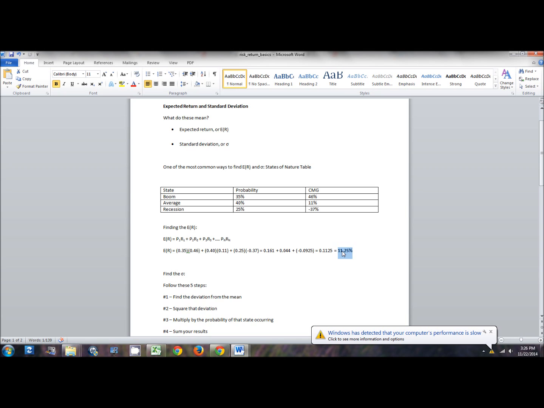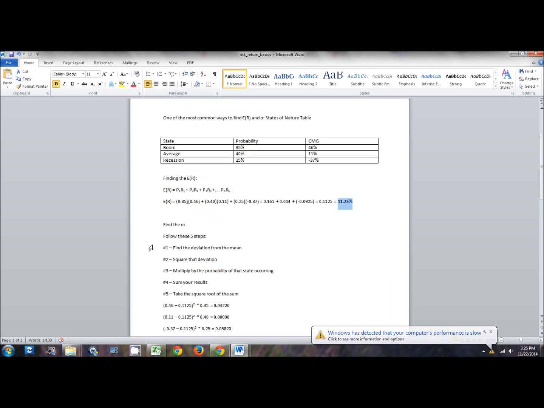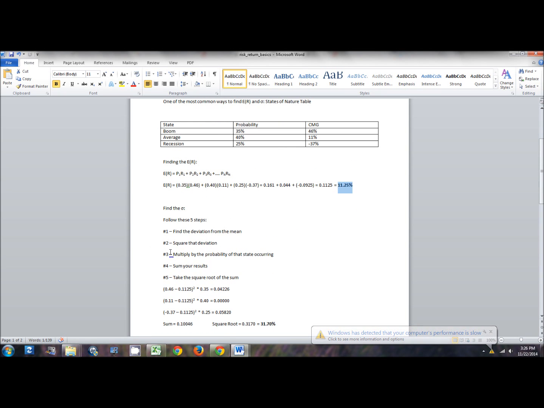Now, let's scroll down a little bit. How do you find the standard deviation? This is a little bit more involved. And this is going to differ from how you traditionally find standard deviations in a statistics class. Because in a statistics class, the assumption is each state has an equal likelihood of occurring. Well, we clearly see that that is not true. So what we need to do is what is called a probability-based standard deviation equation.